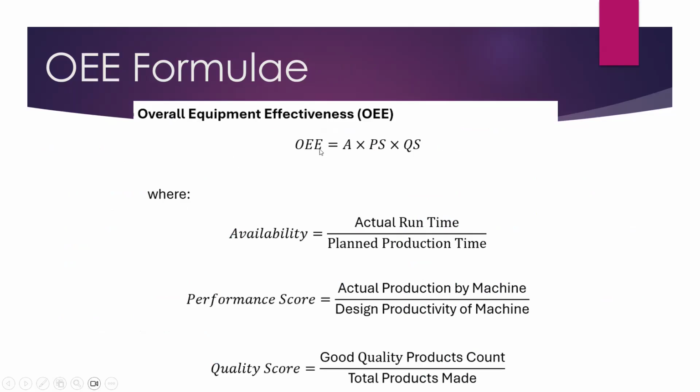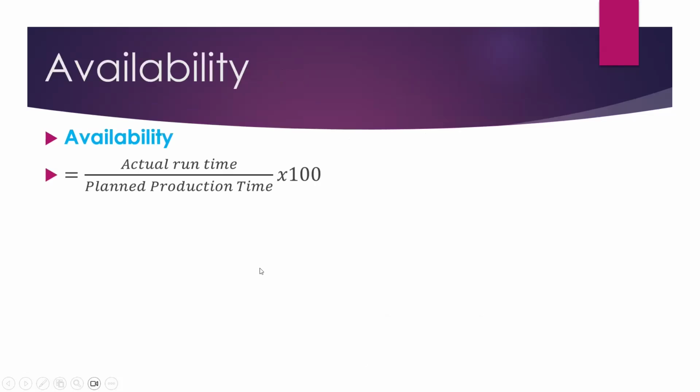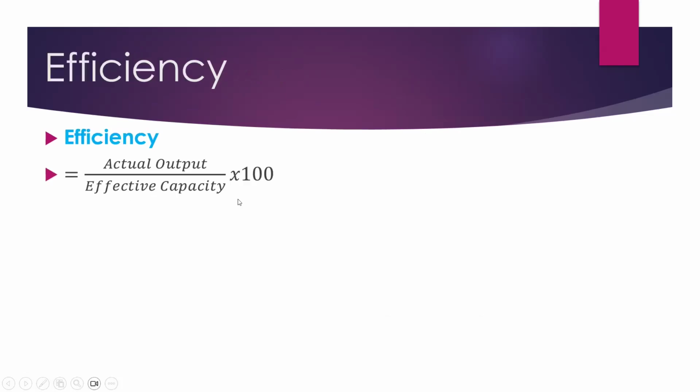So what is overall equipment effectiveness? Overall equipment effectiveness is equal to availability multiplied by performance score multiplied by quality score. The availability is in terms of time, the performance score is in terms of productivity, and the quality score is in terms of quality product. So availability is equal to actual runtime divided by planned production time, and efficiency is equal to actual output divided by effective capacity.